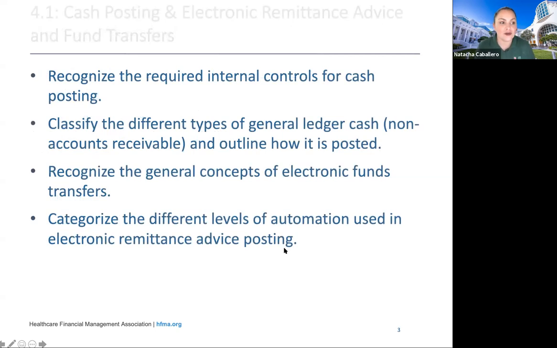So section 4.1, cash posting and electronic remittance advice and fund transfers. In this section, we will learn about internal controls for cash handling and posting, electronic funds transfer, and electronic remittance advices.